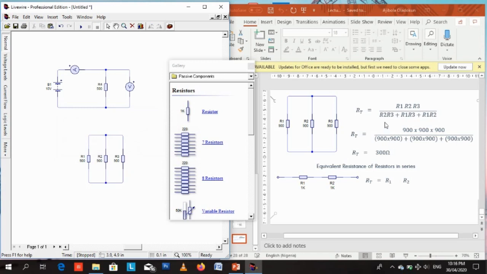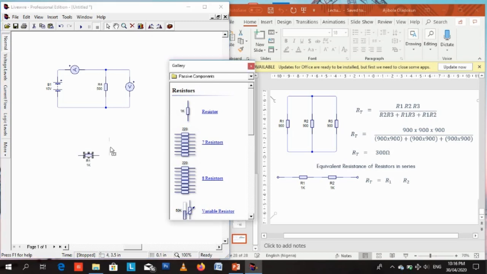We've obtained that formula before. We substitute the values. R1 is 900, R2 is 900, R3 is 900. If you substitute those values and use your calculator, you will get 300 ohms. So if you connect three 900 ohm resistors in parallel, the equivalent resistance is 300 ohms. It's like having one single 300 ohm resistor. We are done with the parallel configuration.